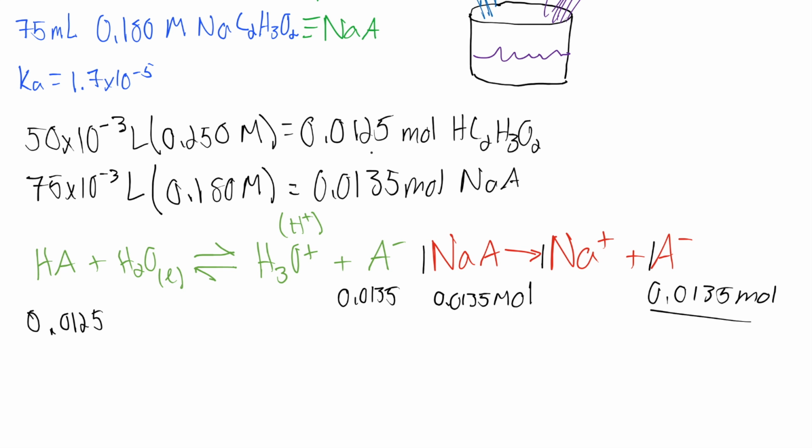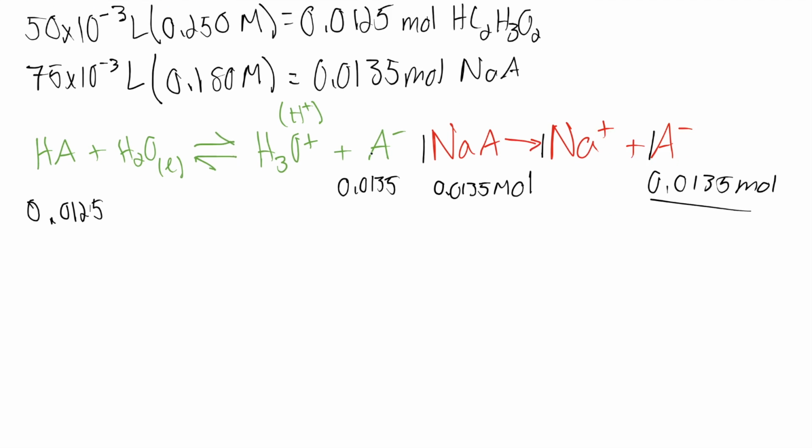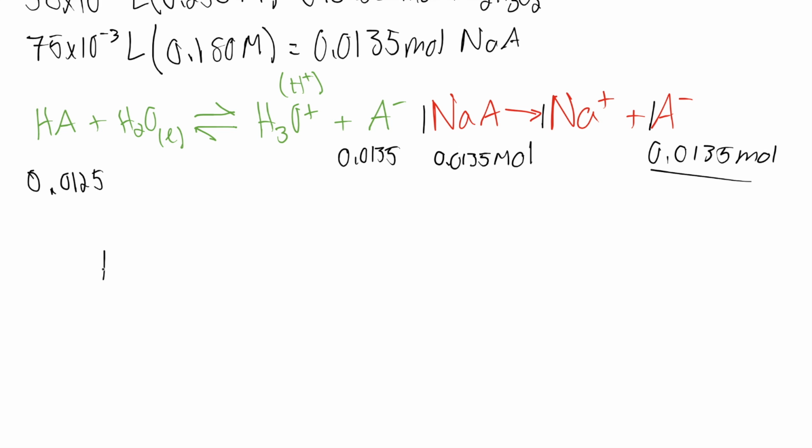So now we can go ahead and plug everything into the Henderson-Hasselbalch equation. So we know that pH is equal to the pKa plus the log, and just for visuals, we're going to say the base over the acid.